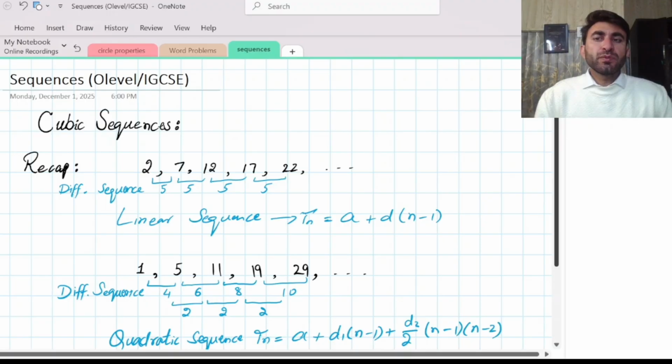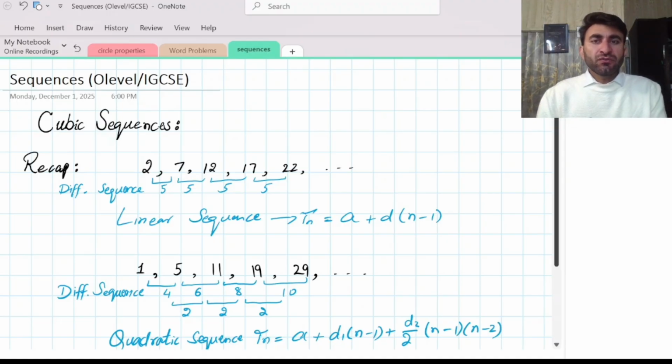Before we start the cubic sequences, let us first recap the previous two types of sequences, the linear and quadratic sequence. We know a linear sequence is the one where the first difference sequence is a constant sequence, and a quadratic sequence is one where the second difference sequence is a constant sequence. So we have taken two examples. The first is a sequence with terms 2, 7, 12, 17, and 22.